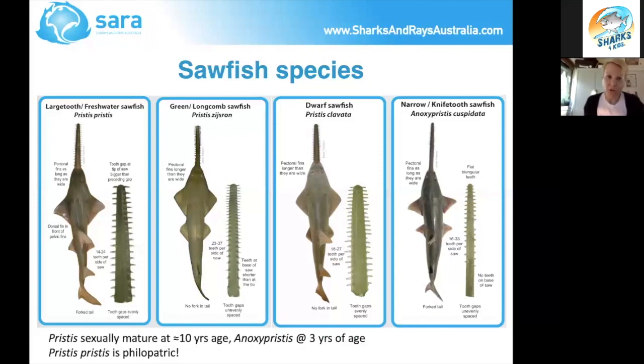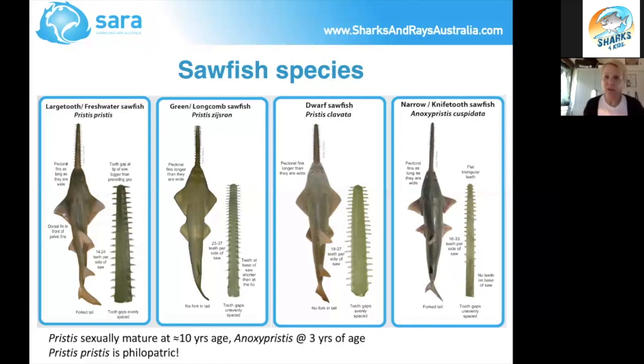So the first 3 species, which are all from the genus Pristis, on my picture here, are the ones that take about 10 years to become sexually mature. And then in Australia, we also have Anoxypristis, the knife-toothed sawfish. These guys reach sexual maturity after 3 years, and because of that, they're still doing the best out of all sawfish species, numbers-wise.